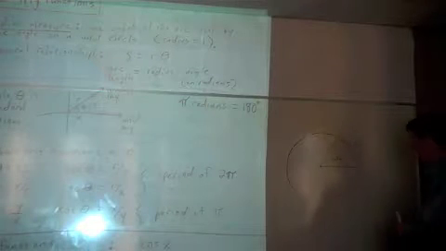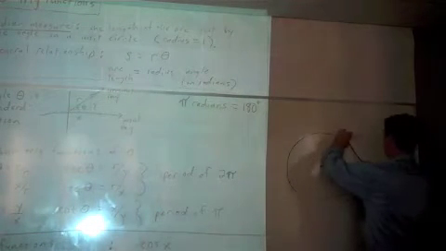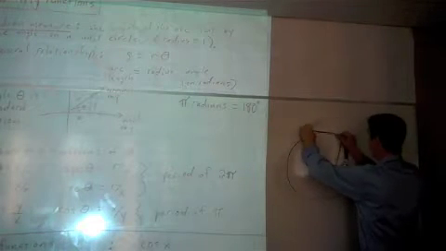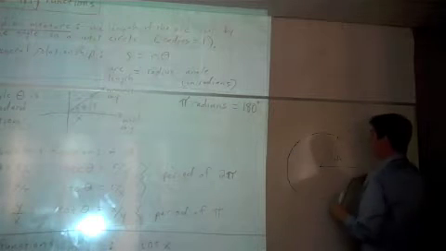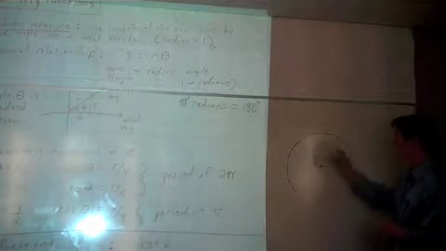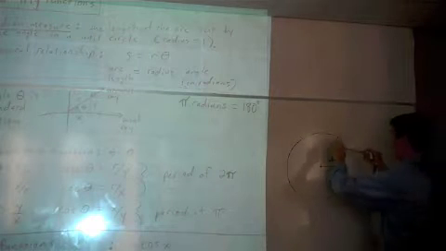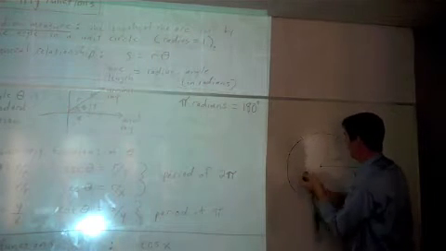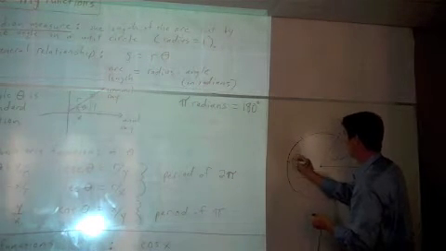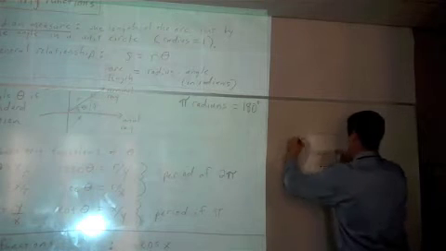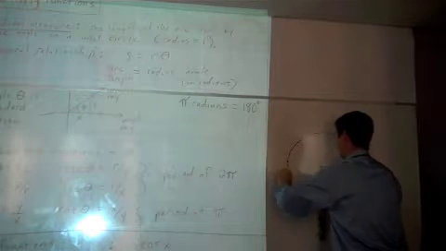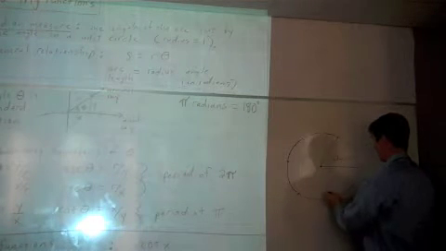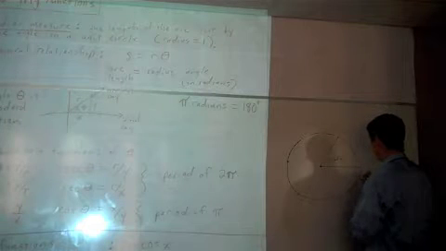If this is 1 radian, this length right here, or the angle that creates it is 1 radian, and I go around one more time, this would be 2 radians to here. If I go around again, this is 3 radians to here. If I go around again, this is 4 radians. This is 5 radians. This is 6 radians.